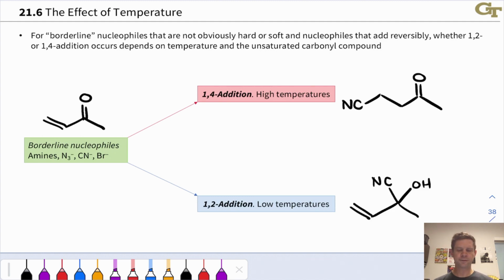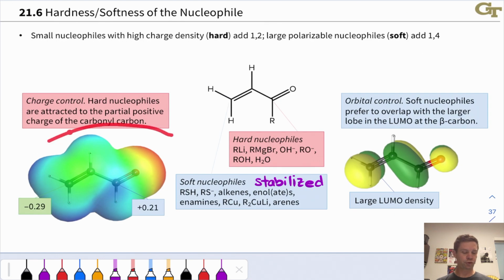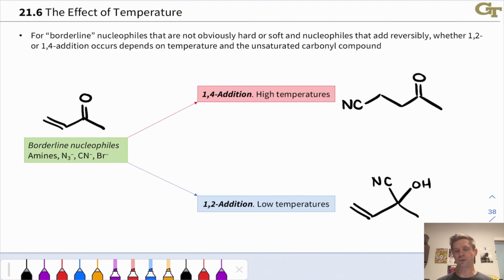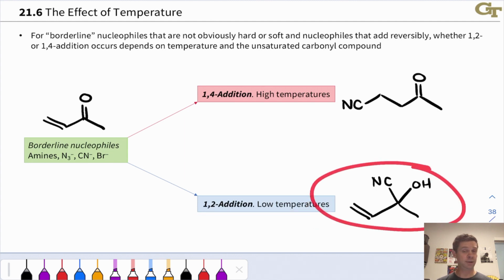The basic reason for this is that the 1,4 addition product retains the CO double bond, and so it's actually more stable than the 1,2 addition product where the CO double bond has been broken and we retain a CC double bond. But for reasons related to this charge distribution that we discussed earlier, the 1,2 addition product is often the kinetic product, the product that's formed more quickly. So at low temperature, we tend to see this come in first.